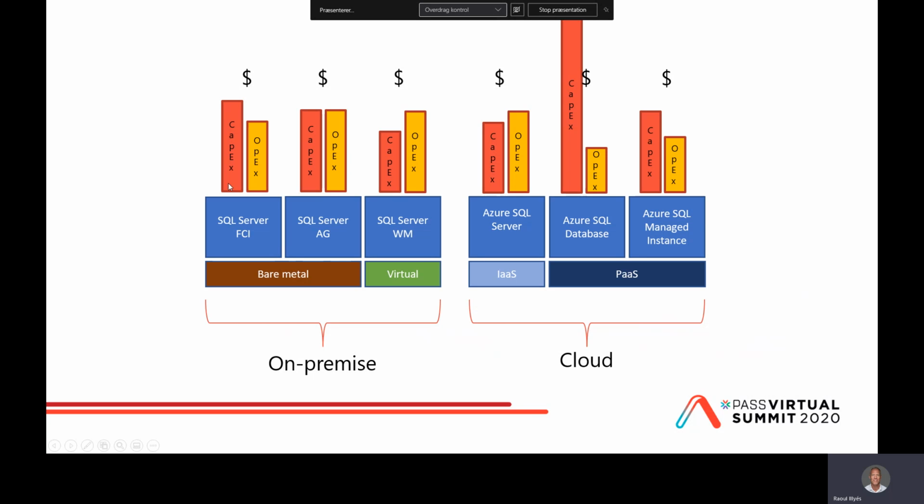CAPEX stands for capital expense. OPEX stands for operational expense. So CAPEX is everything that you have to pay, but typically pay once. So if you're going for an on-premise solution, a typical example of a CAPEX would be new infrastructure or new licenses that you need to buy, but also, and that is typically forgotten, especially by vendors that don't want to enlighten that, the project itself, the project that comes after the justification phase, that needs to be added as well.